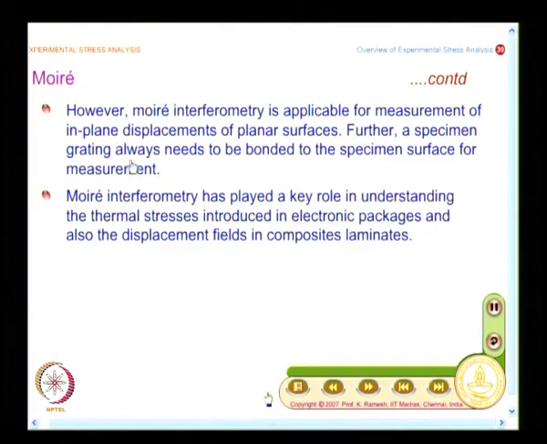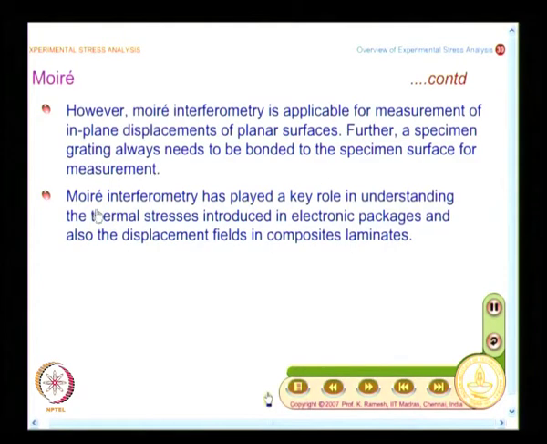And the greatest advantage of Moiré interferometry is whatever the equations that you have developed for geometric Moiré equally applicable, and here you have to have a specimen grating always needs to be bonded to the specimen, which is not the case in geometric Moiré. I can project the grating on the specimen, I can look at the shadow of the grating on the specimen and then do the interferometry. But once you come to Moiré interferometry, I will have to have the specimen grating firmly bonded to the specimen, and there are many techniques that have been developed.